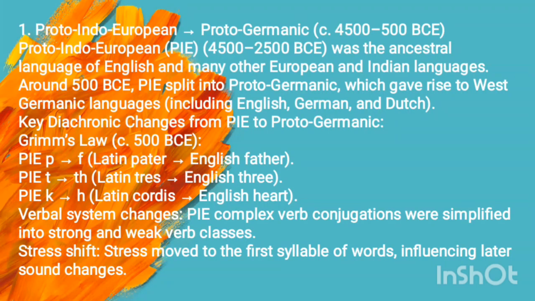In the verbal system, the complex PIE verb system was simplified into two main verb types. That is strong verbs, changing vowels, for example sing, sang, sung. Then weak verbs, adding endings, for example love, loved. Stress shift: stress moved to the first syllable of words, influencing later sound changes.